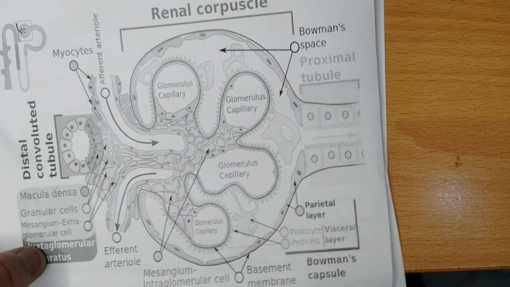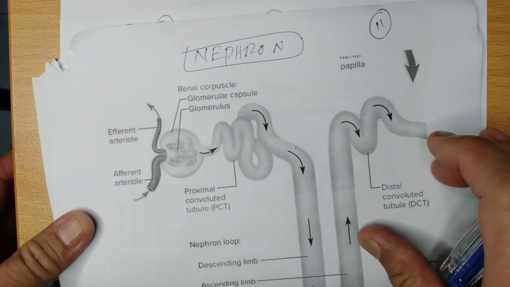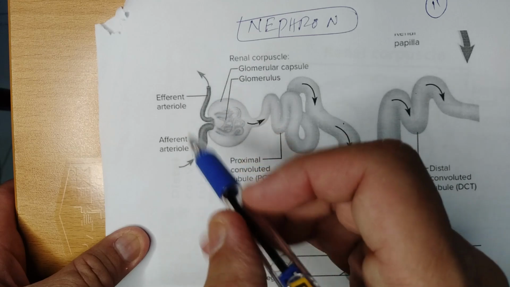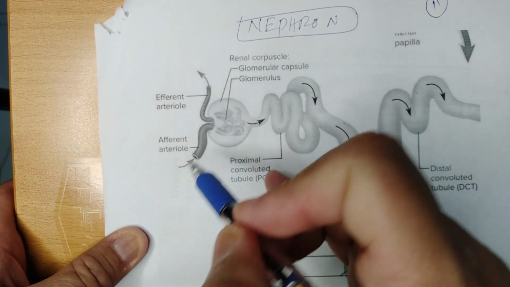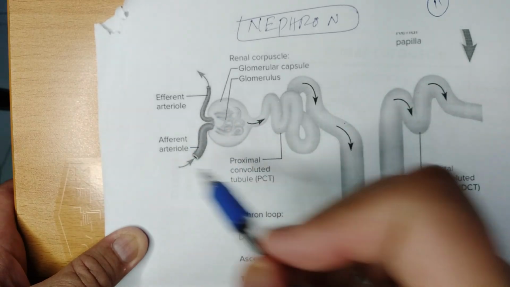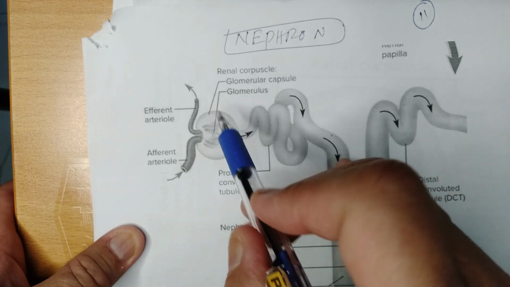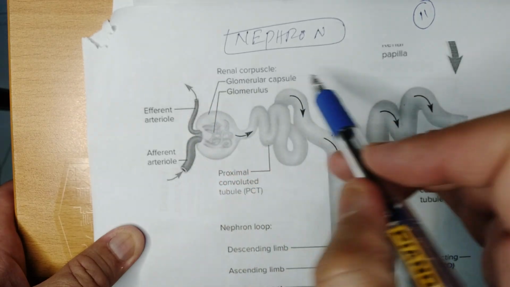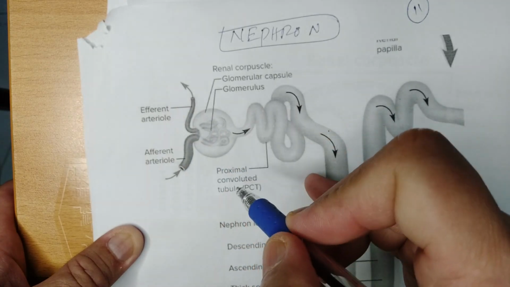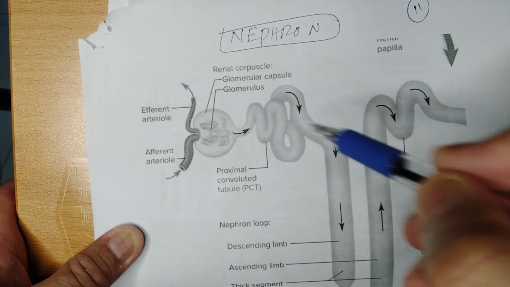So now let us see the structure of the nephron. This is the structure of the nephron. The nephron is the functional unit of the kidney. You can see again, this is the afferent arteriole, this is the efferent arteriole. Blood enters from here into the renal glomerulus, circulates and exits through this efferent arteriole. This is the glomerulus and Bowman's capsule, what is known as the renal corpuscle. From here the filtered blood enters into the proximal convoluted tubule. It is known as convoluted because it has folds or convolutions.